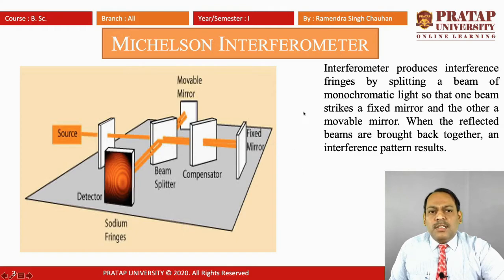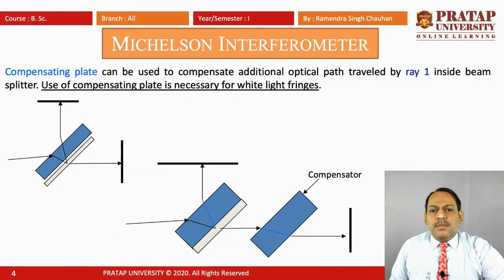So here we can say that the interferometer produces interference fringes by splitting a beam of monochromatic light so that one beam strikes a fixed mirror and the other a movable mirror. When the reflected beams are brought back together, an interference pattern results. How the interference pattern results, we will see here, and we will understand how the interference pattern is formed.